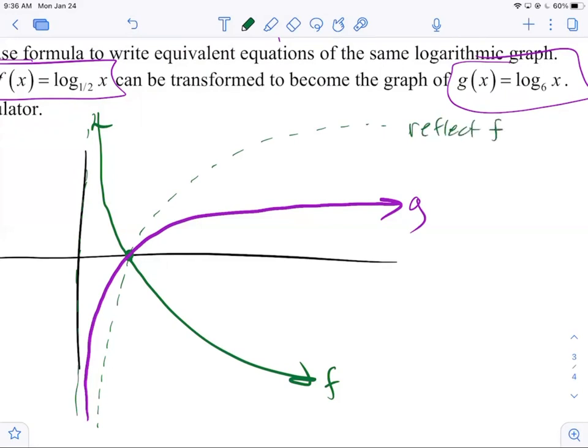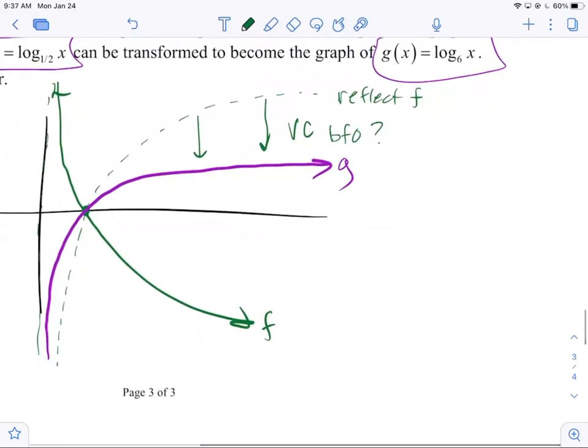All right. So remember how we reflect across the X-axis? We put a negative in front of the function. But then I'm going to have to vertically compress it by a factor of what? Well, wouldn't it have to be like 1/2? No, it's basically log base 2 of X flipped. Okay, we talked about that.